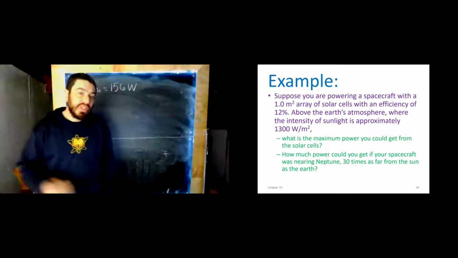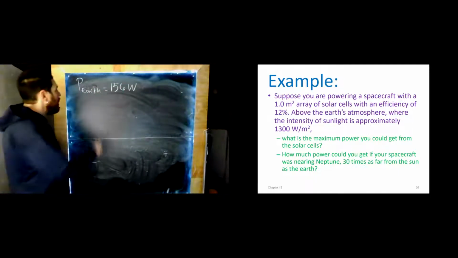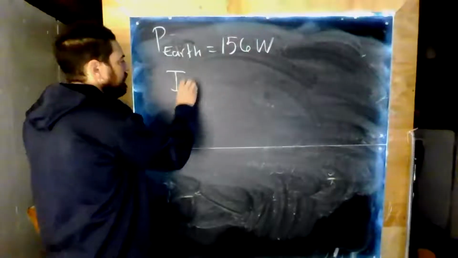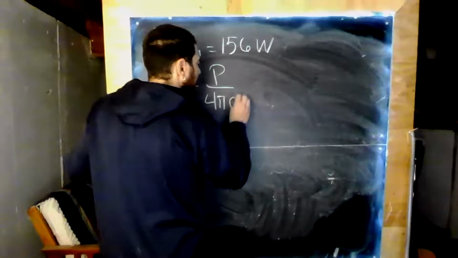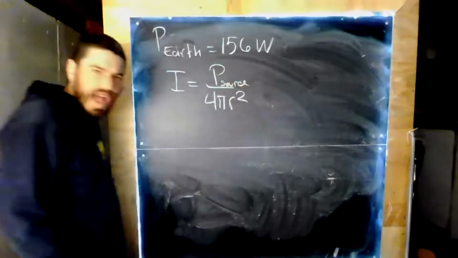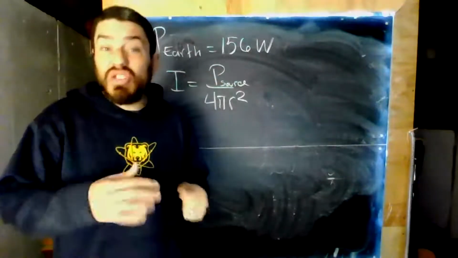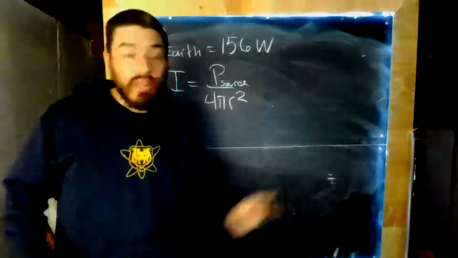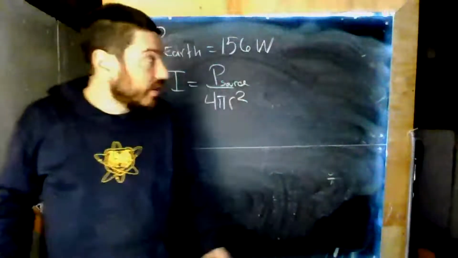Now in this case, we're still going to be using this idea that intensity is power divided by area. But now what we want to do is use power divided by 4 pi r squared. Why? Well, what's the source of our power here? It's the sun. And the sun certainly is a uniform emitter, right? All of the power that the sun generates gets emitted in all directions.